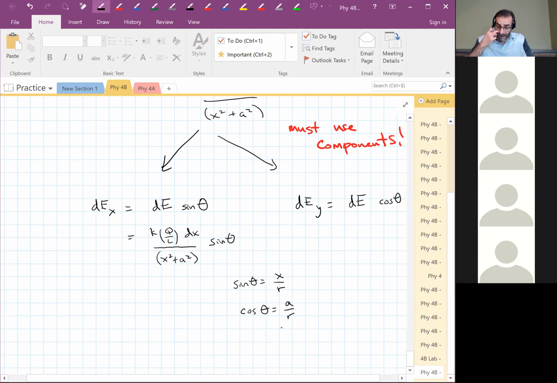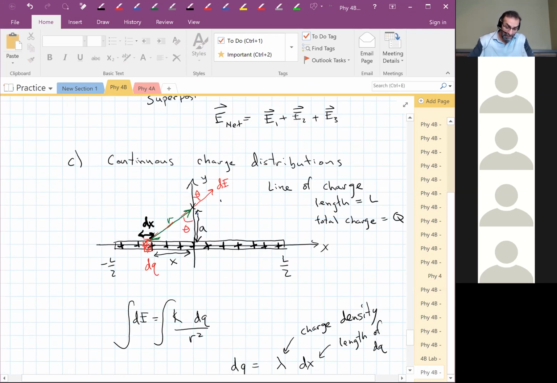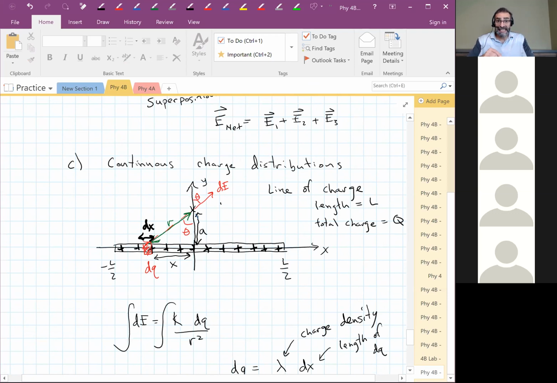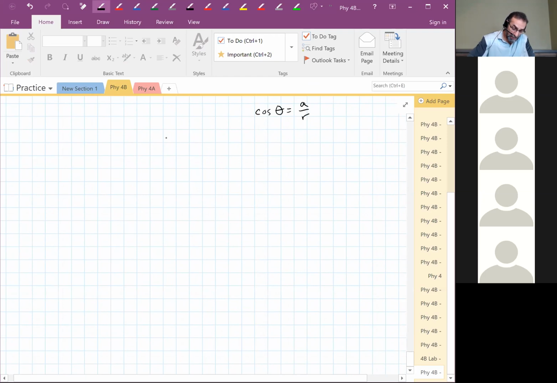Question about using components. You have to use components because we're adding up all the dE's, right? And one of the dE's points in this direction. So if this is our point of interest, way out here at the end of the rod we have a dE pointing in this direction. And over here, we have a dE pointing this way. And over here, we have a dE pointing straight up. And over here, we have a dE. We want to add all of those up. If it was a scalar, yeah, we just add them up, no problem.